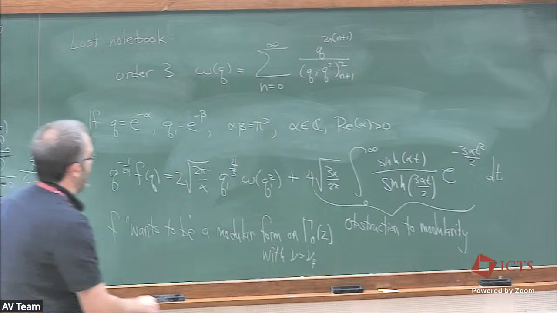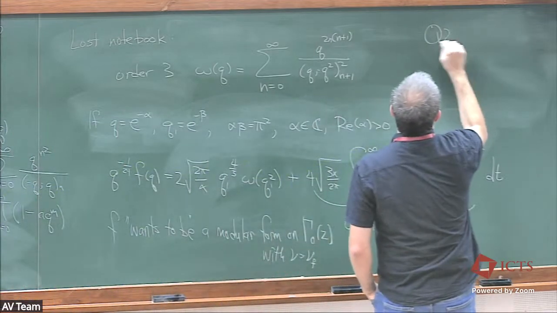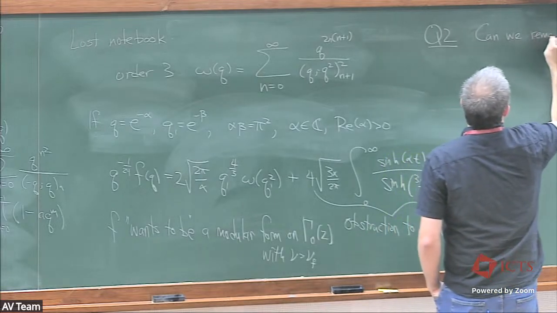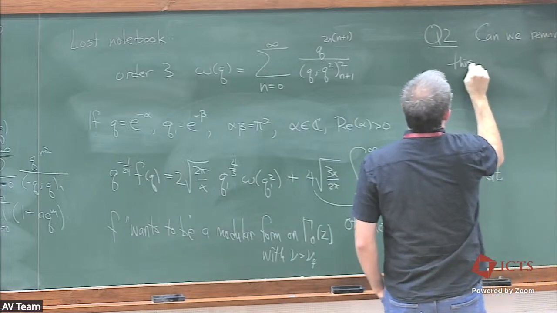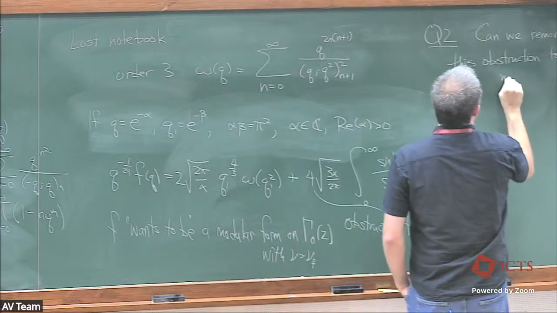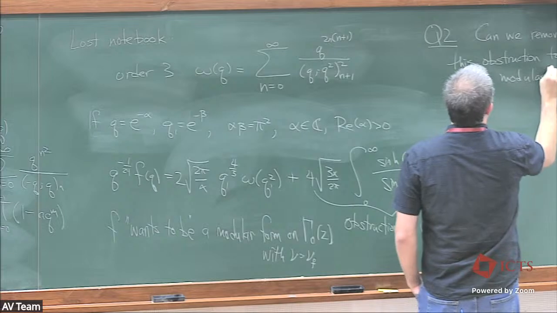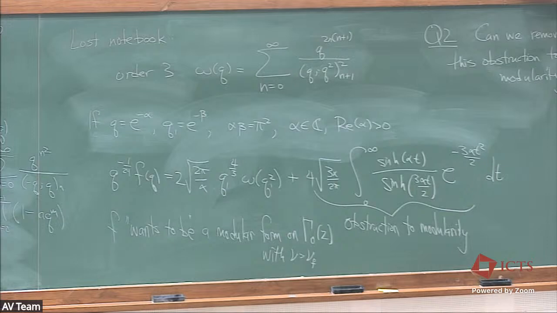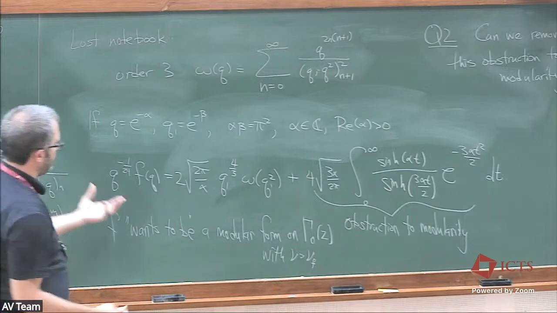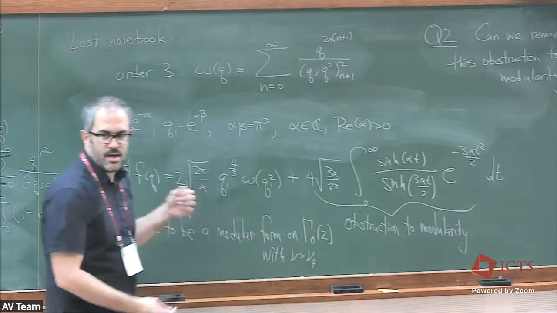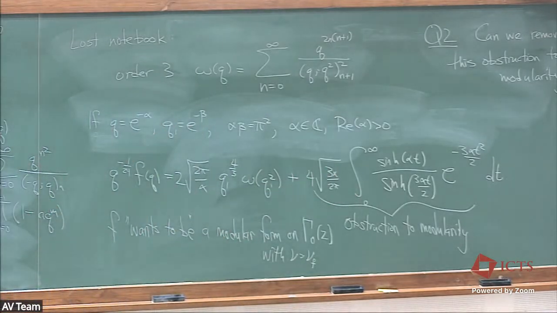But that leads me to my next question, which I'll put over here. Question 2: can we remove this obstruction to modularity? And of course, this is related to question 1. If we're trying to find some structure in the mock theta functions, well, it would be really nice if we had some kind of modular transformation laws. And that leads to the question of, can we get rid of this somehow? And can we come up with some kind of transformation formula and some structure?